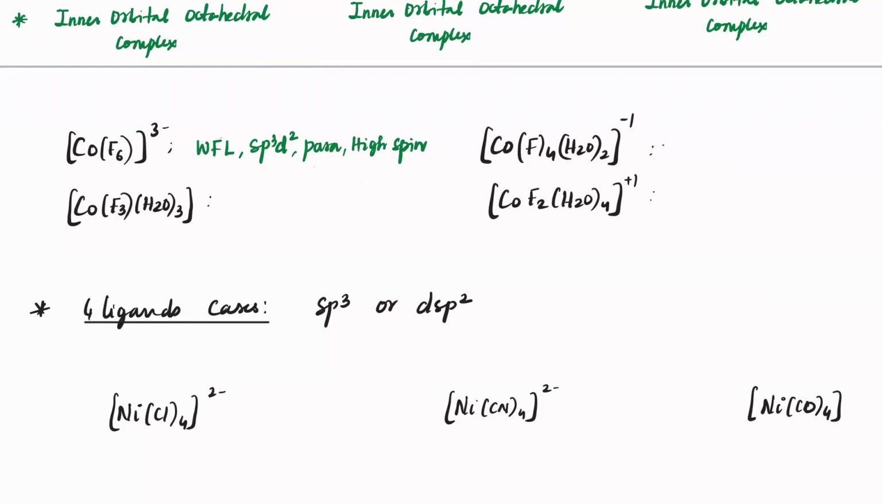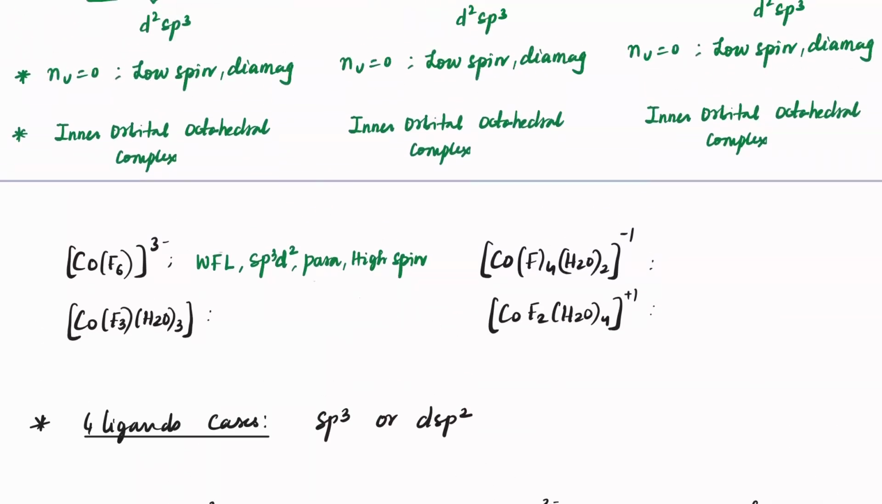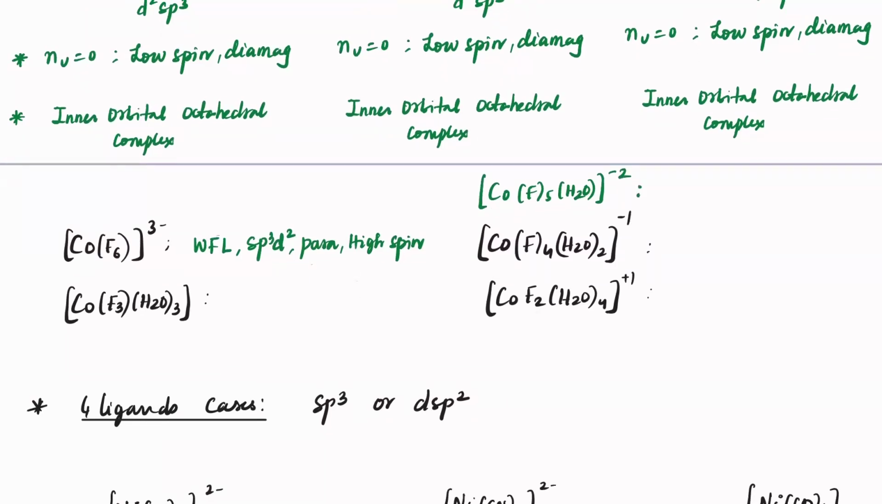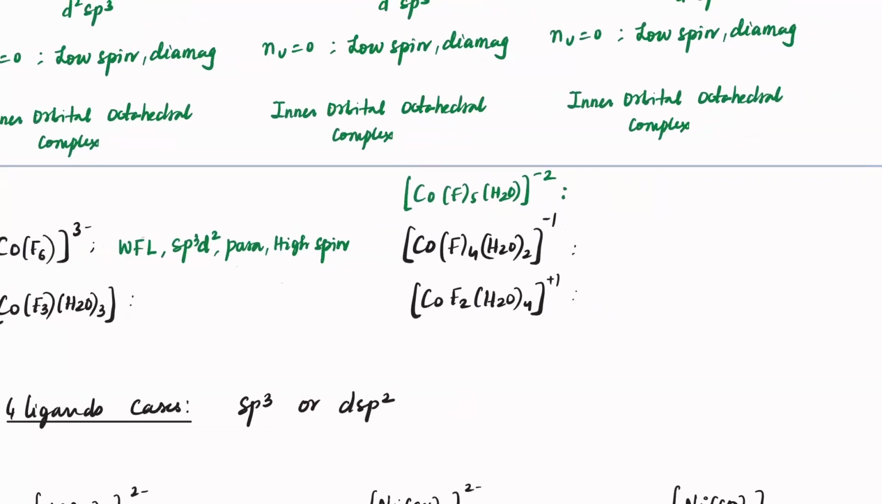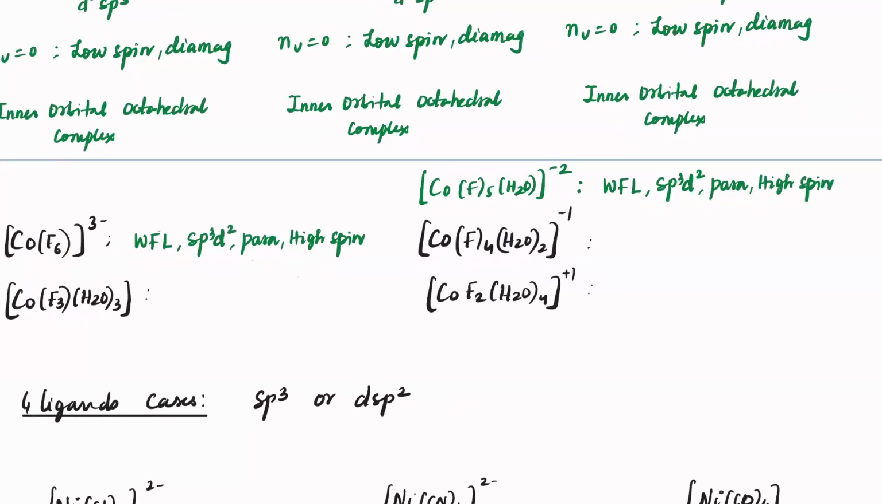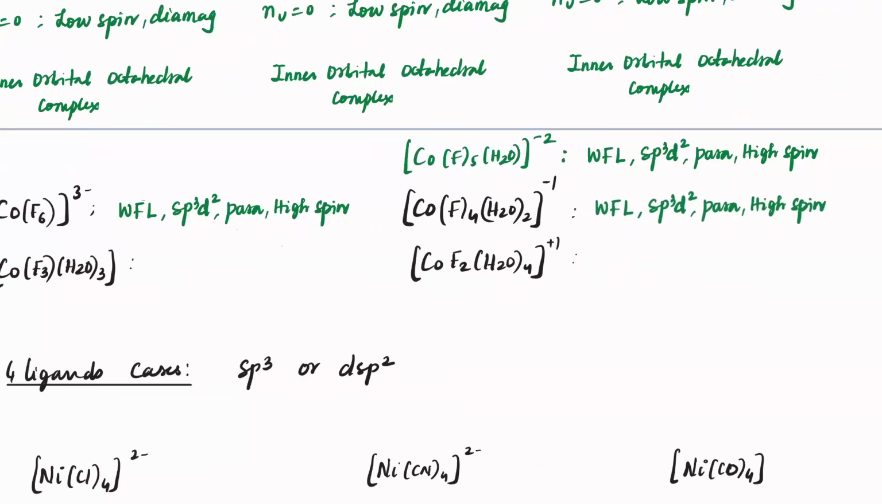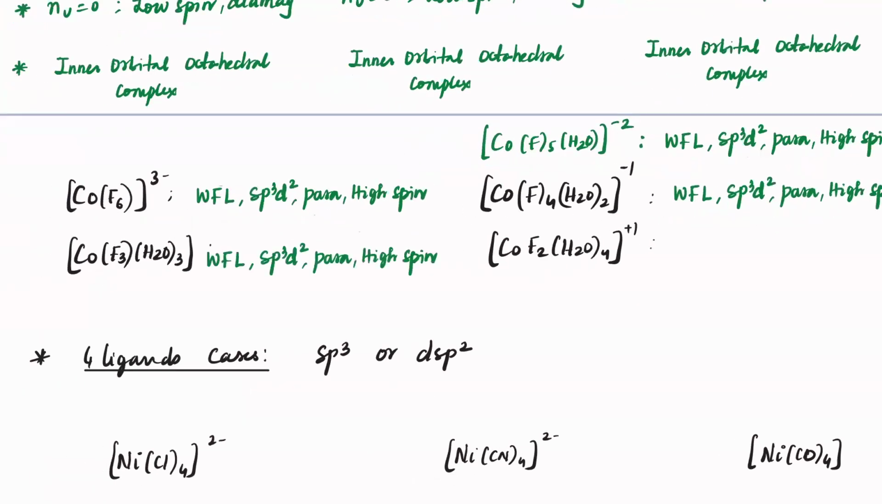Even with four fluorides, it is still going to be weak field. What about five fluorides? I didn't write that down, sorry, let me write that also. Cobalt with five fluorines and one water, with charge -2. Even with this, it is still going to be the same, weak field only. Even if you have four, still weak field. Even if you have three, it is weak field.